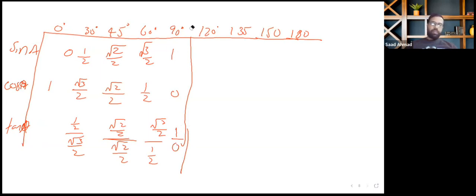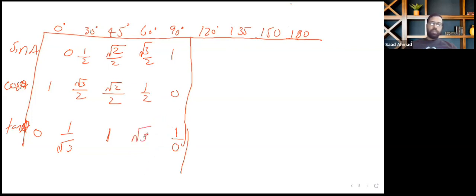So 0 divided by 1 is 0. These 2 and 2 cancel out because they are in the denominators of the fraction. So when we divide them, we get 1 over square root 3. These two are the same, so they cancel out, leaving behind 1. And then this 2 and 2 cancel out because they are in the same place, and square root 3 over 1 will give us just square root 3. And we cannot divide anything by 0, so that's undefined, or you can put the symbol for infinity.